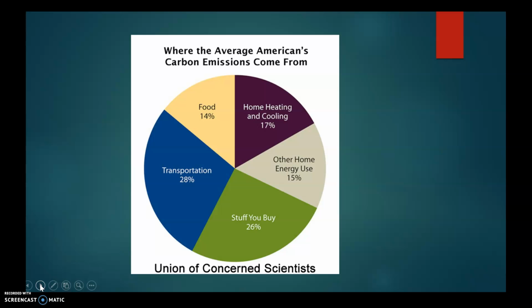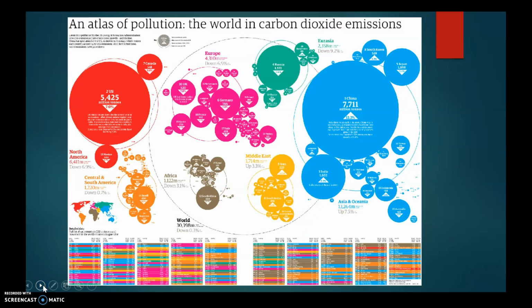As soon as the materials are extracted from the earth, all the way through to the disposal, there are CO2 emissions or carbon emissions that are being released through that whole entire process. 14% comes from food, 17% comes from home and cooling, and 15% comes from home and energy use. Here's a really great image of the world in terms of how many carbon dioxide emissions they produce.